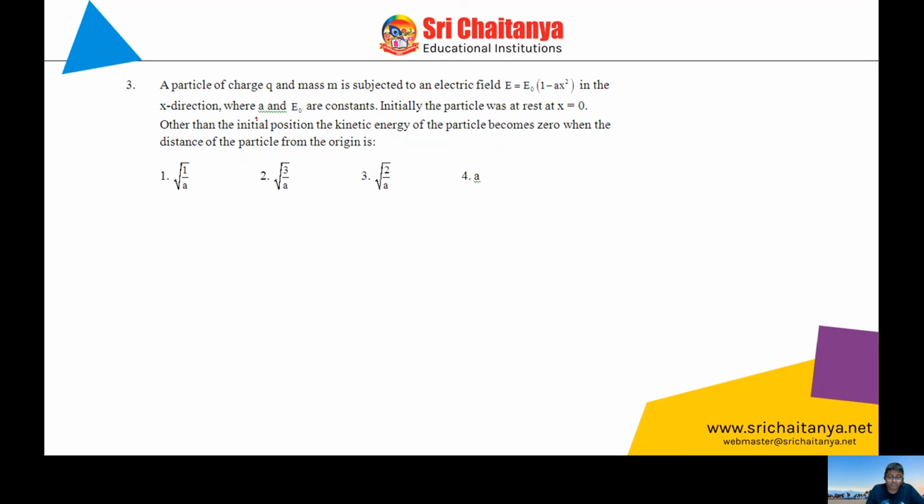Where a and E naught are constants, initially the particle was at rest at x is equal to 0. Other than the initial position, the kinetic energy of the particle becomes 0 when the distance of the particle from the origin is... So we have to find out the position where the kinetic energy of the particle will again become equal to 0.